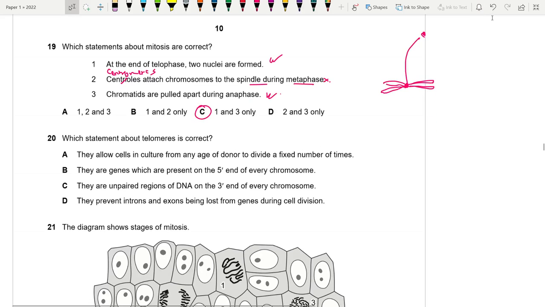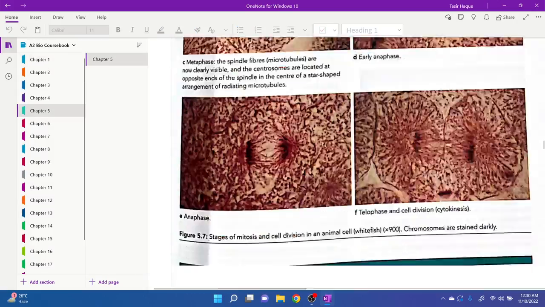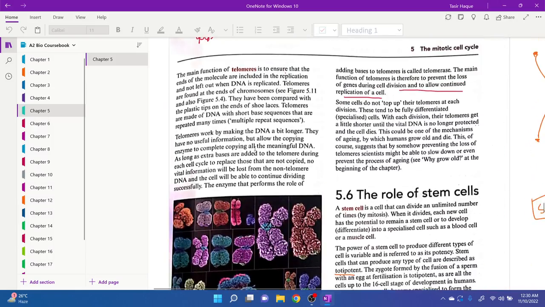Which statement about telomeres is correct? They allow cells in culture from any age of donor to divide a fixed number of times. Telomeres are at the ends of chromatids, basically. They're genes which are present on the 5' end of every chromosome, unpaired regions of DNA on the 3' end of every chromosome. They prevent introns and exons being lost from genes during cell divisions. Honestly, telomeres just prevent aging. That's their process. If you want a more clear-cut explanation, here you go.